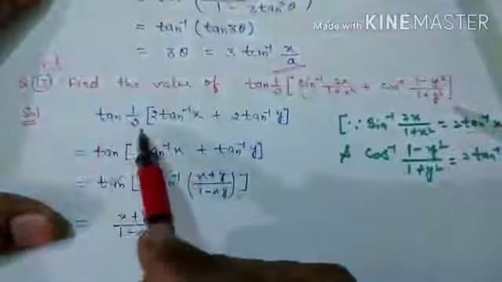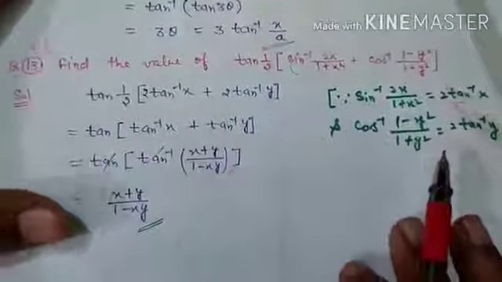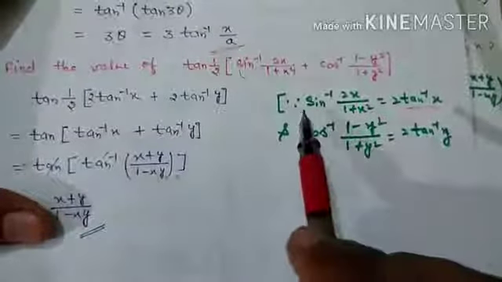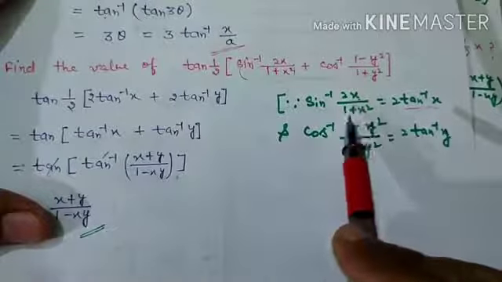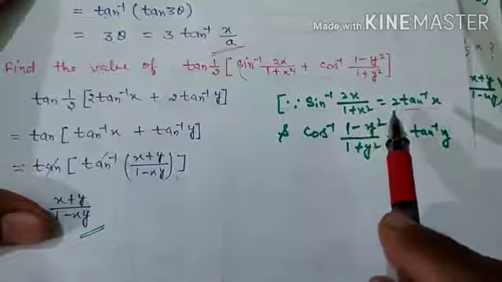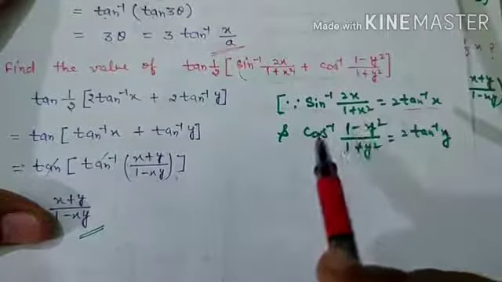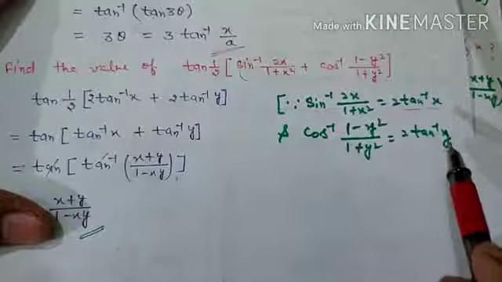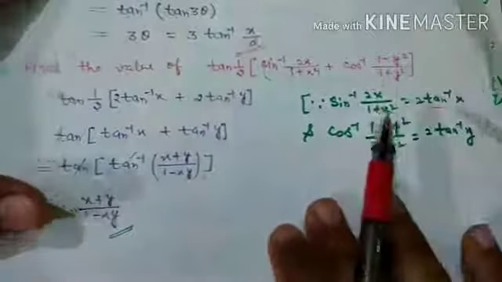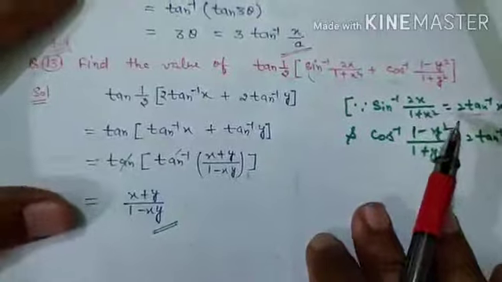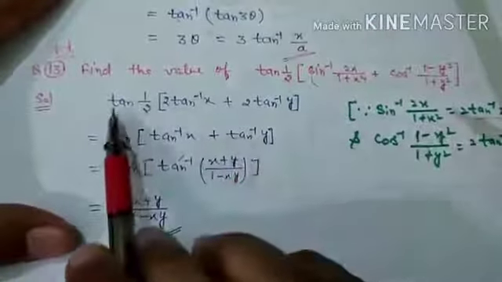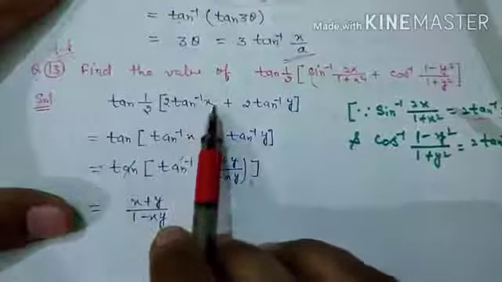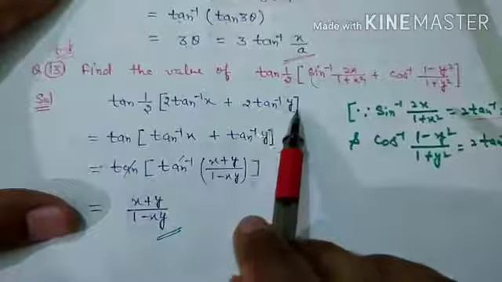Now we know the formula, we have already studied it when we were studying properties. Sine inverse 2x upon 1 plus x square equals 2 tan inverse x, and cos inverse 1 minus y square upon 1 plus y square equals 2 tan inverse y. Now we can directly use this formula in the question. We'll be getting tan of 1 by 2 times 2 tan inverse x plus 2 tan inverse y.